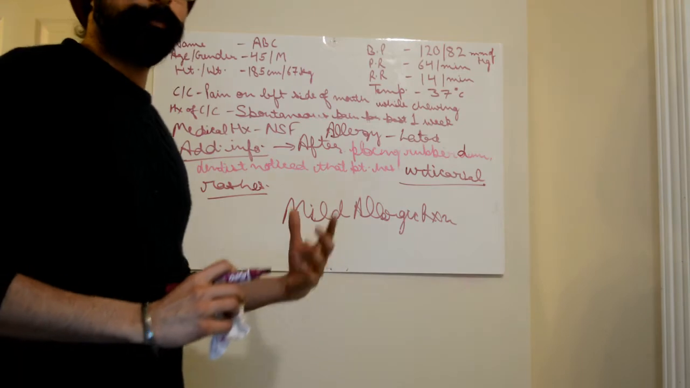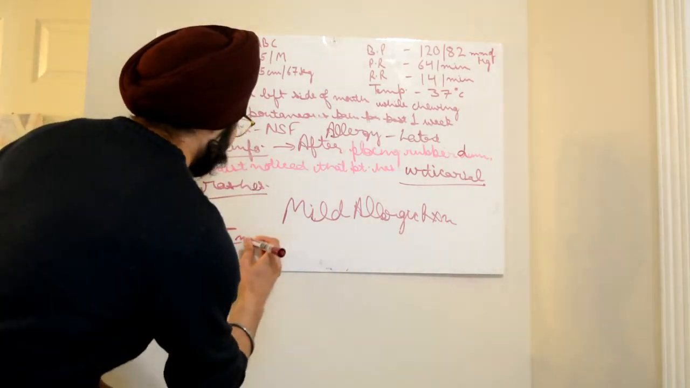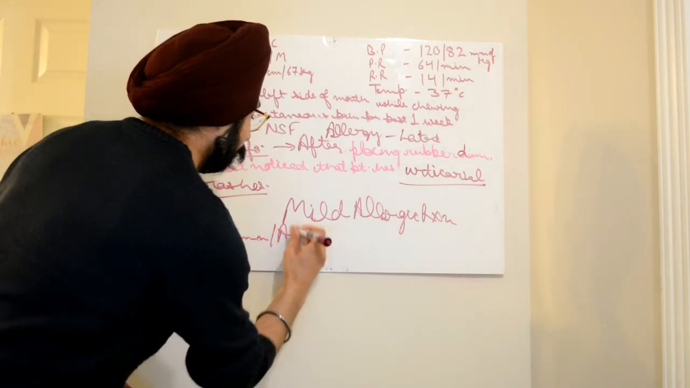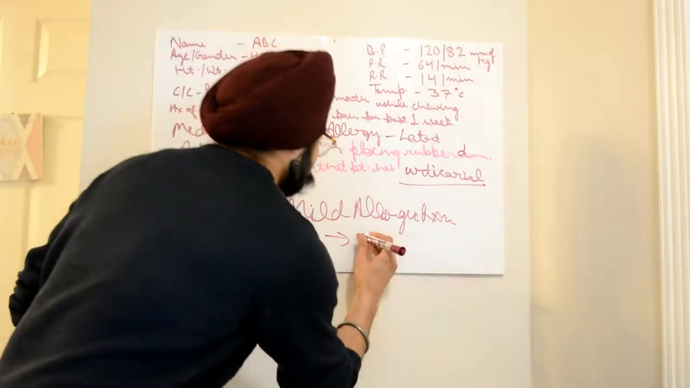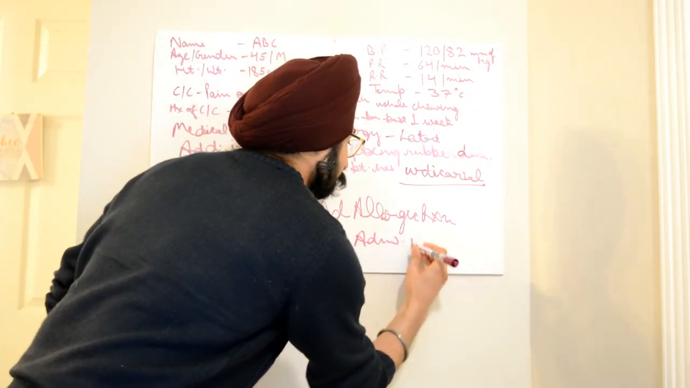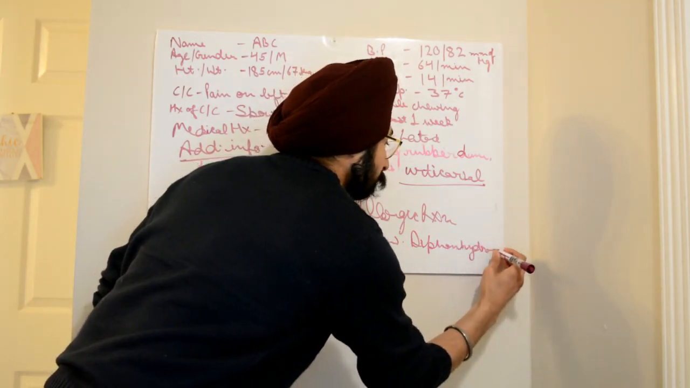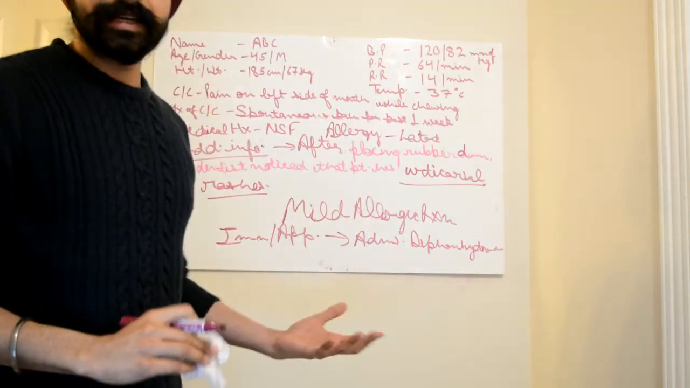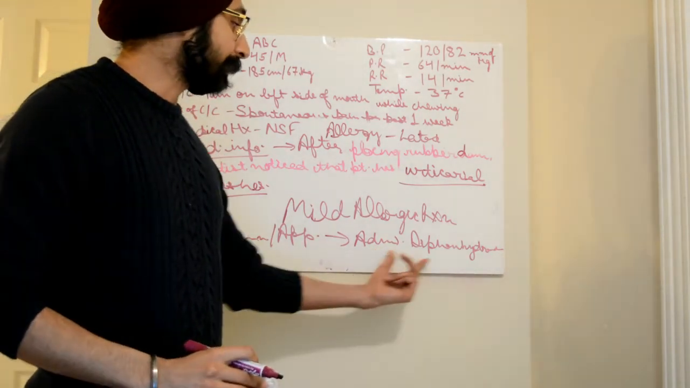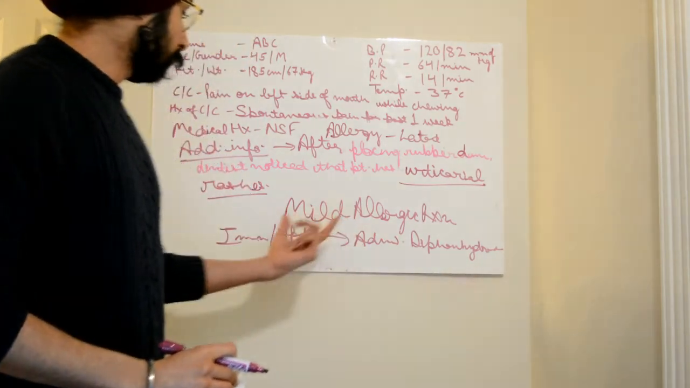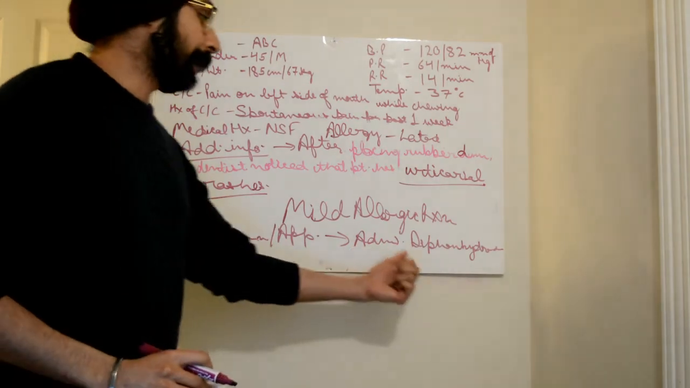Now the treatment, both immediate and appropriate management, immediate and appropriate are same, that is administer diphenhydramine. Because this is an antihistaminic, to get over the allergic reaction, we will just administer diphenhydramine. So the treatment of the mild allergic reaction is diphenhydramine.